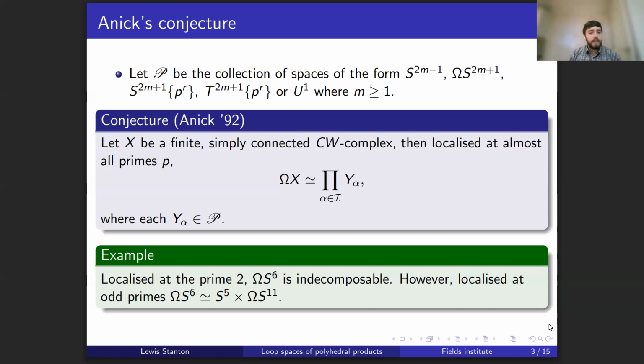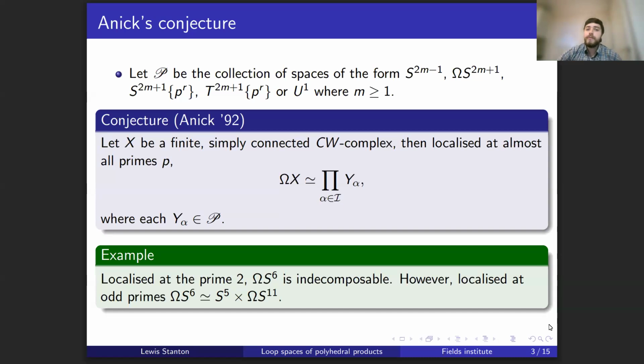And just as an example of how things can change when you localize at different primes, if you localize at the prime 2, then the loops on S^6 is an indecomposable space. But when you localize at an odd prime, as I already mentioned, then the loops on S^6 decompose as a product of an S^5 crossed with the loops on S^11.